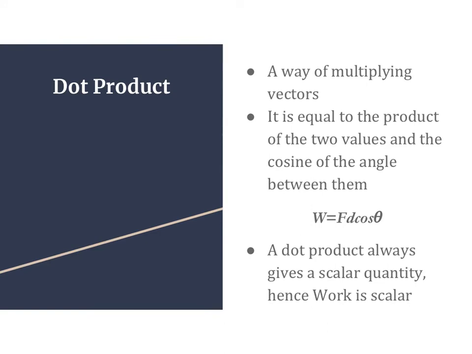Now, you might have been introduced to this idea of a dot product in math at some point, but it's really just a specific way of multiplying vectors, and it's equal to the product of the two values and the cosine of the angle between them. So if we expand F dot D out, work is equal to force times displacement times the cosine of the angle between them. And as we said on the previous slide, the dot product always gives a scalar quantity, so work is a scalar value.